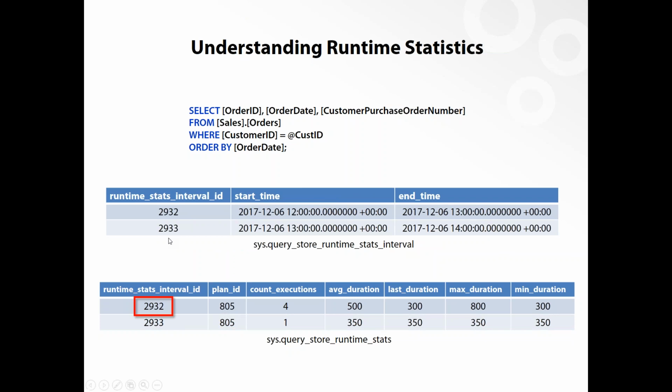So for an interval of, let's say, 2932, within our Query Store Runtime Stats interval system view, there'll be a row with that particular ID, and it will say that our start time was December 6th at 12 p.m., and the end time was December 6th at 1 p.m. So anything that we see in Query Store Runtime Stats for an interval of 2932 represents 12 p.m. to 1 p.m. on December 6, 2017. And so in that time window, that plan, 805, executed 4 times.